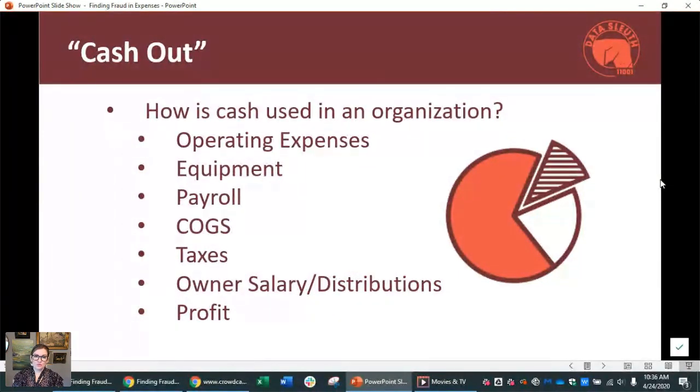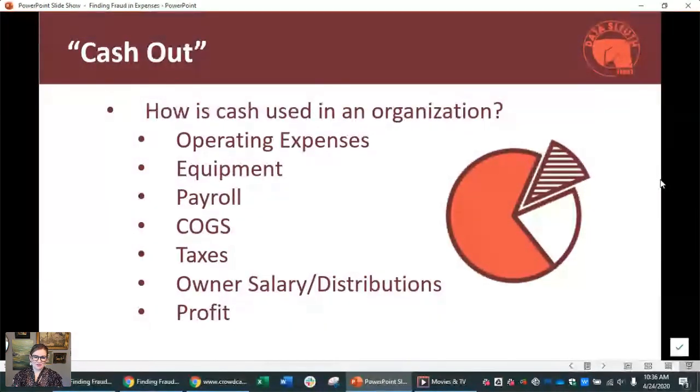We have cost of goods sold. So are they manufacturing? Are they creating widgets or different things? And then what are all the costs that go into creating that? Sometimes we're going to pay taxes. Hopefully the owner has a salary or distributions, and hopefully there is profit. So if we understand how all of this money leaves, then we can know how to go back and quantify what's missing.